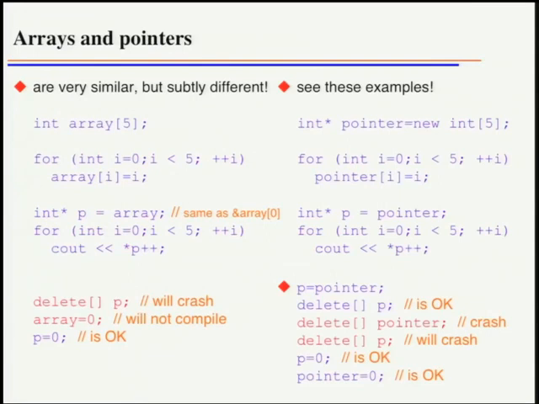Arrays and pointers are almost the same, but there's some subtle differences. So let's look at some examples. On the left-hand side, we declare an array of 5 integers. We step through all the 5 elements with the subscript operator and assign the value i to that. So the array is initialized to have the values 0 to 4. We can take the address of the start of the array. That's equivalent to saying I want the address of the first element within the array.